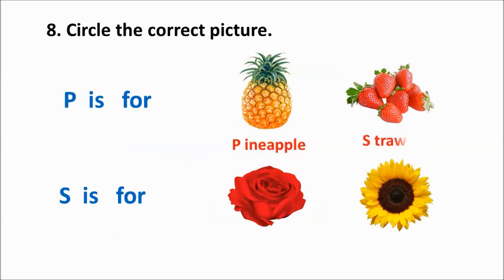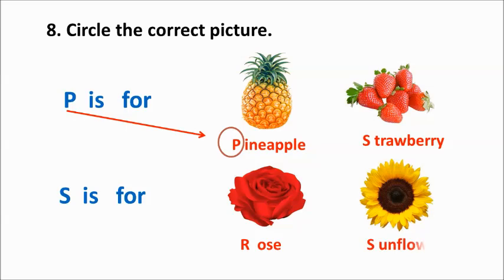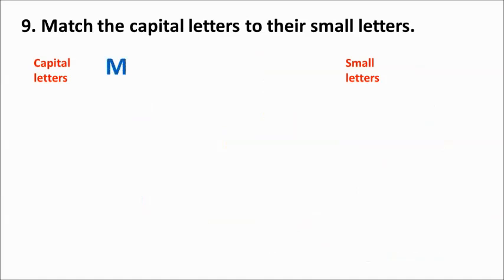Circle the correct picture. Pineapple, strawberry. P for pineapple. Rose, sunflower. S for sunflower. Match the capital letter to small letter.